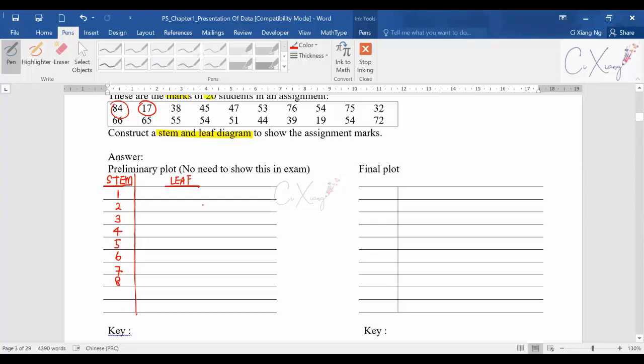Okay. All right, then after that, for the leaf part, what you need to do is just put all the data into the leaf part. As an example, the first number is 84, right? So 84 belongs to the stem 8 and then the 4. So you just put a 4 here. So when you read the graph, you should know that this is the meaning of 84.